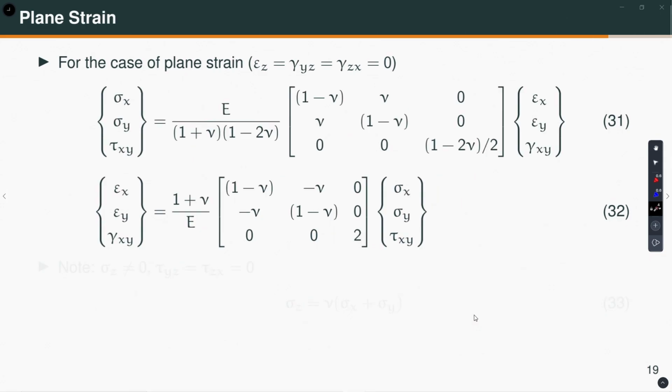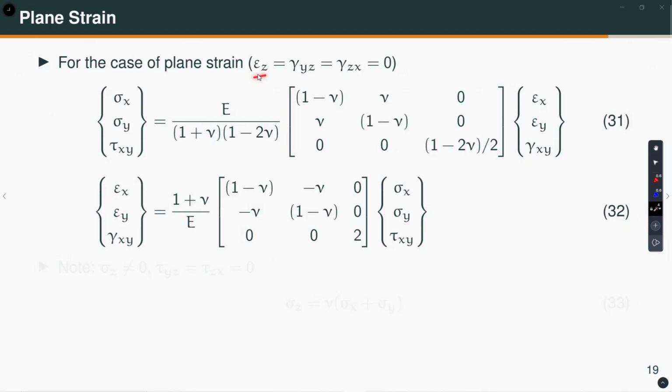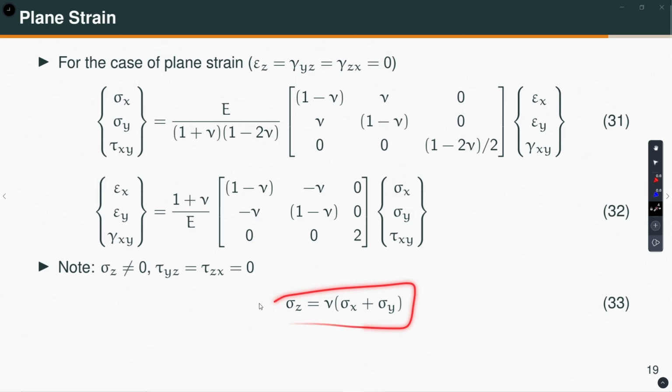Okay. For the case of plane strain means you have a body which is, let us say, deformed only in xy plane. So, then we are calling the body is in plane strain in the xy plane. So, epsilon z, there is no strain in the perpendicular z direction, epsilon z is 0, gamma yz, gamma zx are 0. Okay. Then the equation simplifies like this. What about the normal stress in the z direction? Is it 0? The answer is no, it is non-zero. Okay. Again, going back to the previous equation, you can easily derive that sigma z is equal to nu into sigma x plus sigma y.